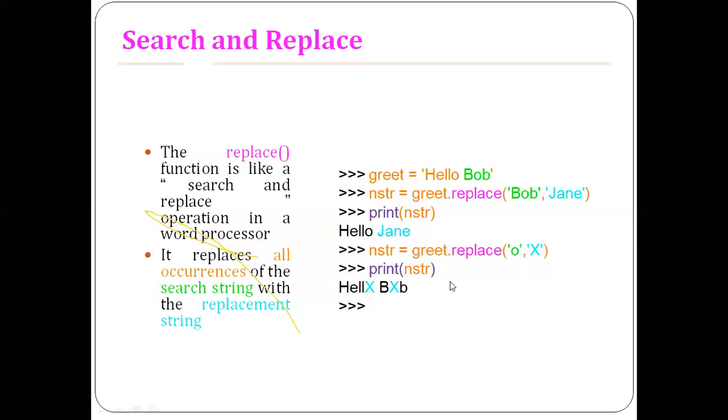Look at one more example of replace. Every occurrence of O will be replaced with X. Now we have two O's, one here and here as well, and both characters will be replaced with X. That is HELLX, then BXB. The whole idea is that you can replace every occurrence of a substring with another substring. That is what you call the replace function.